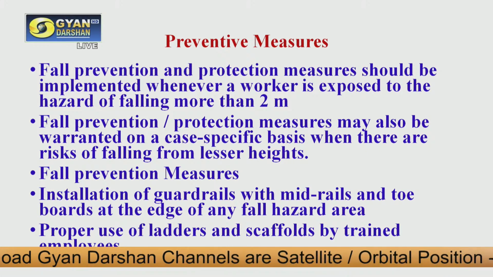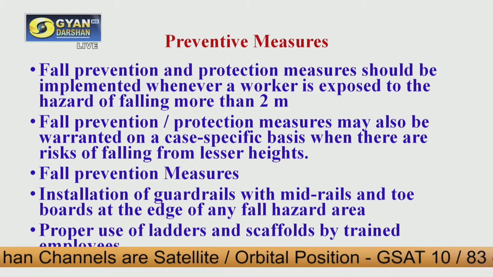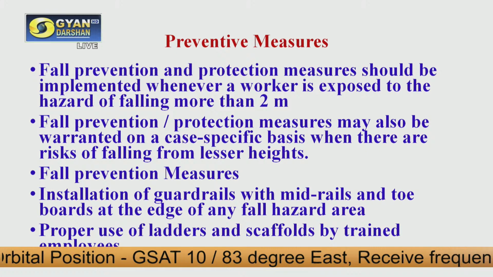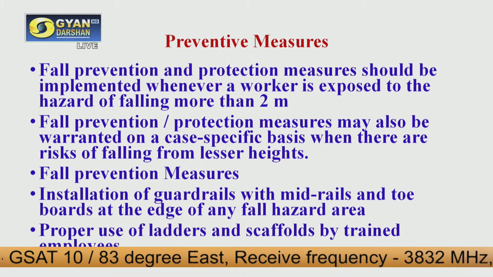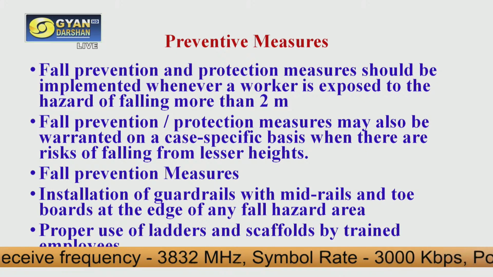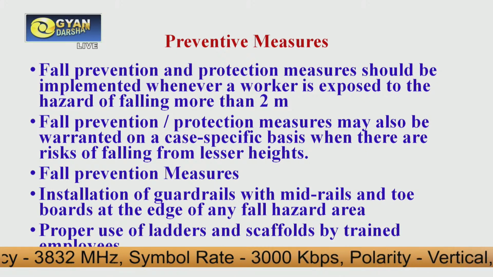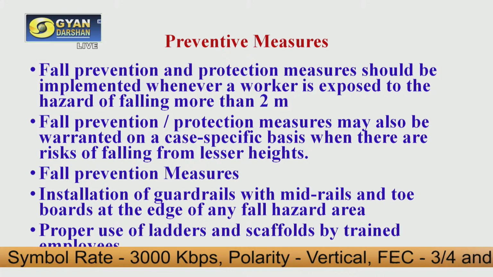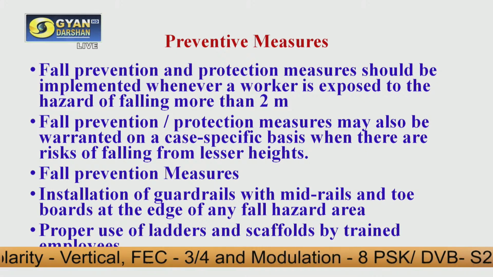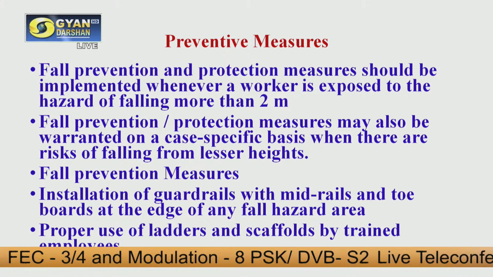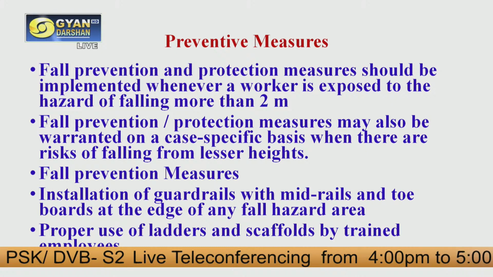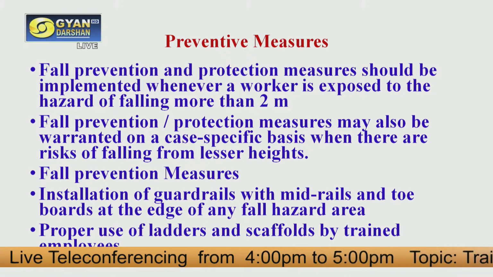Then, as I told you just now, installation of guardrails with mid rails and toe boards at the edge of any fall hazard area. These things are provided when you are using scaffolding. In scaffolding, these guardrails, mid rails and toe boards are used so that there is no case of fall from a height. Then there are falls from ladders also. This is also a problem.